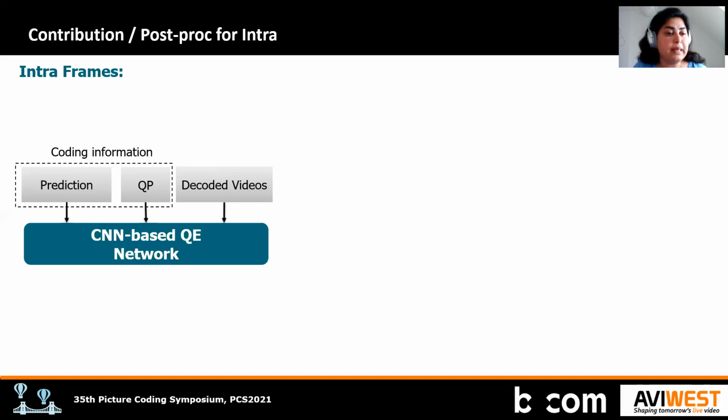In intra-coded frames, we extracted the prediction information, quantization parameter, and decoded videos, and fed our CNN network with these inputs, and we train this network to generate the most similar output to the original frame, the uncompressed one, by optimizing its parameters based on the given loss function.